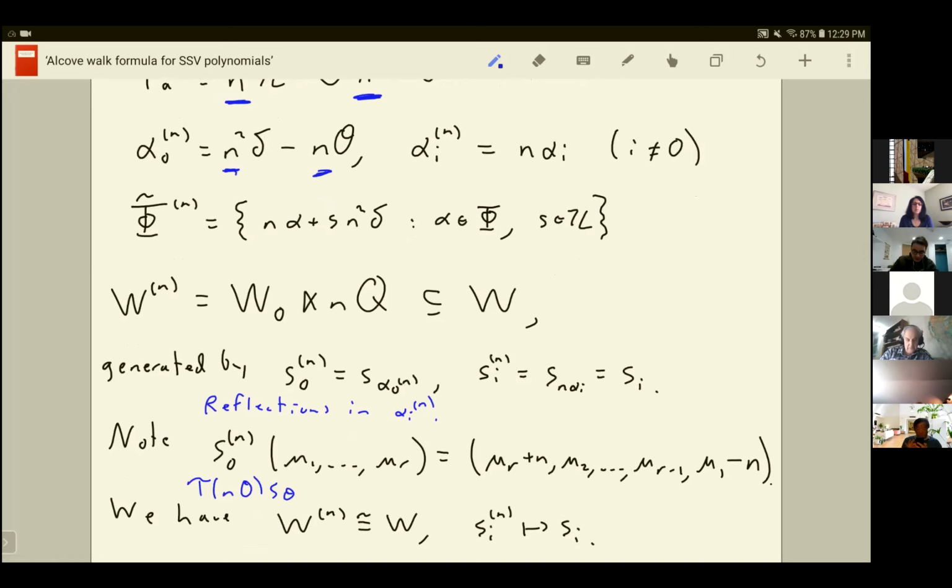Like I said before, this new Weyl group has the same Coxeter presentation as the other one. SIn goes to SI, so they're isomorphic. This is primarily a device to help us think about these things in an easier way.